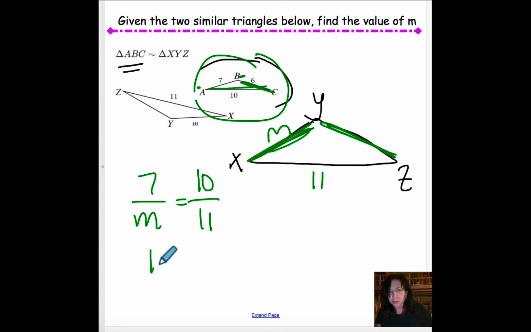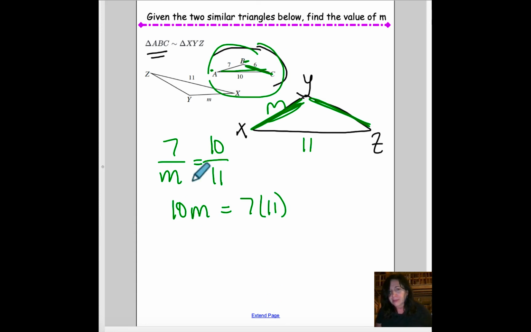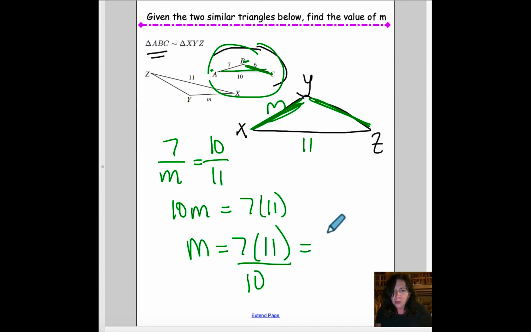So we're going to cross multiply. 10M equals 7 times 11. I'm going to divide by 10. I get M equals 7 times 11 divided by 10, which is 77 over 10, or 7.7, which is the value of M.